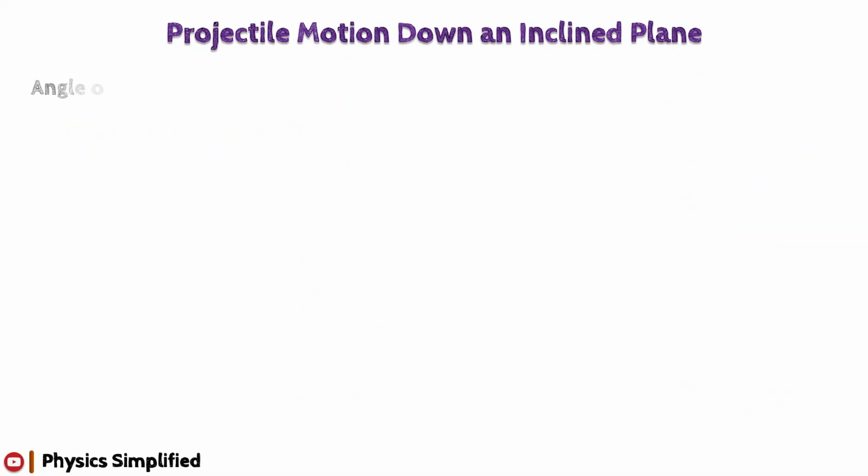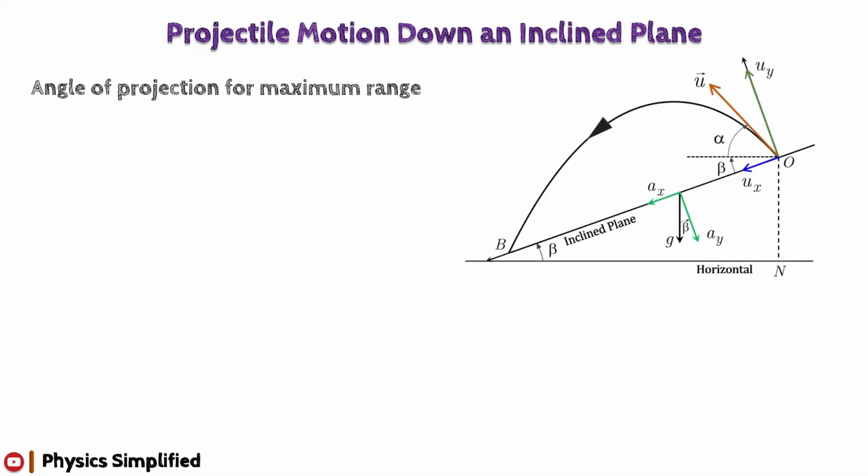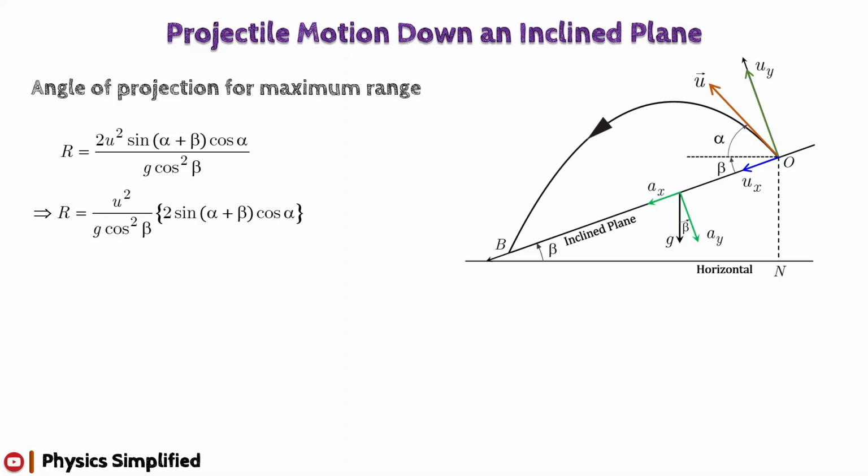Finally, we will find the condition for range to be maximum down the incline. To do this, we need to find the angle of projection for maximum range. We have already calculated the expression of range of the projectile down the incline, given by this equation. Let us rearrange the equation in the following manner. From this equation we find that the fraction u squared divided by g cos squared beta is a constant at a given place for a given projectile motion down an inclined plane. But the term within the second bracket is a variable one, as it contains the angle alpha, which is created by the initial velocity with the horizontal.